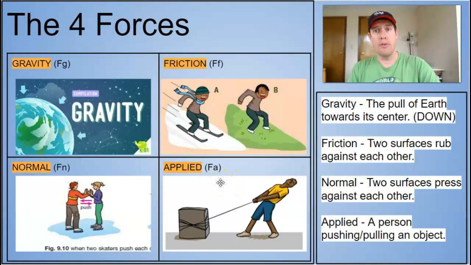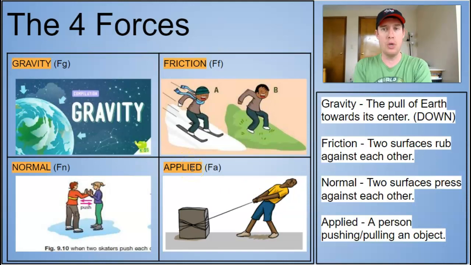And there are two other forces that are going to act opposite each other. This one here is the applied force. We're going to write that as F of A. And an applied force, for our understanding, is a person pushing or pulling an object. So the person is applying a force on an object by pushing or pulling to get it to change its motion or to get it to move at all.